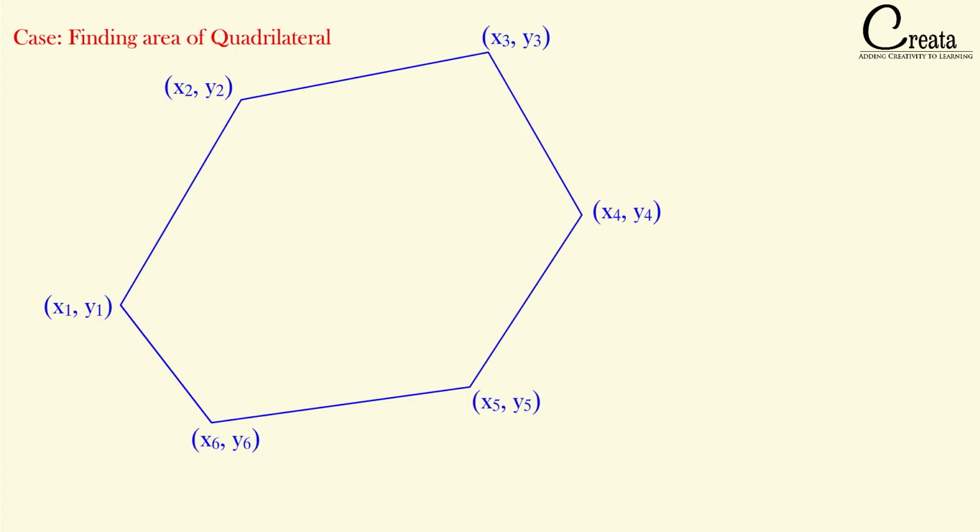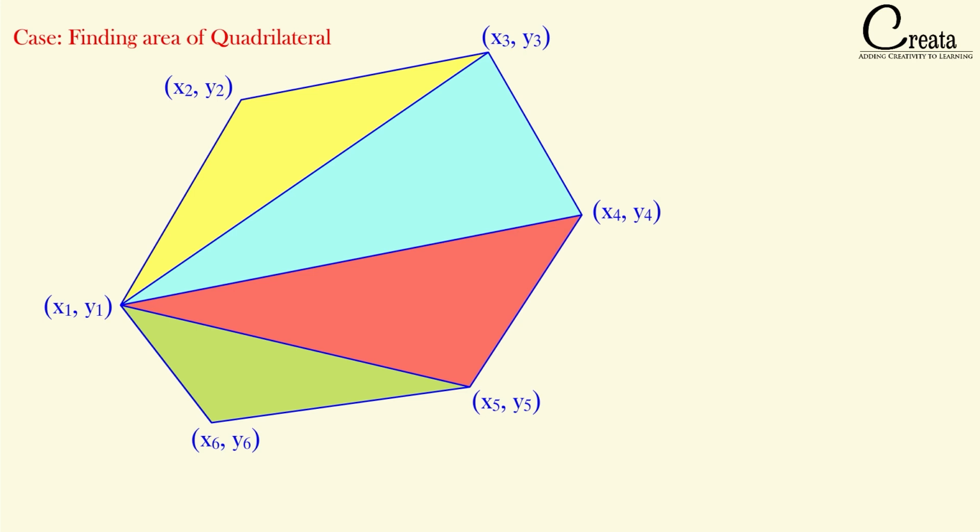Similarly, you can find the area of any polygon. Polygons are basically composed of many triangles. Just find the area of all the triangles, and add it up. You will find the area of that polygon.